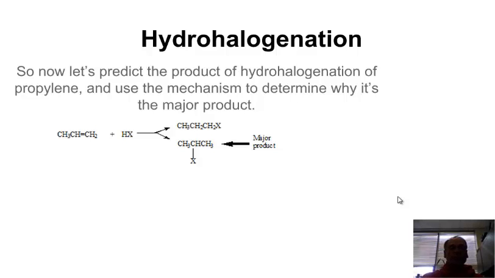So let's predict the product of hydrohalogenation of propylene, and we can use the Markovnikov rule to predict it, which I've suggested of the two possible products. This is the major product based on the Markovnikov rule. But what we want to do is look at it in terms of the mechanism and see if we can understand why this is the major product.